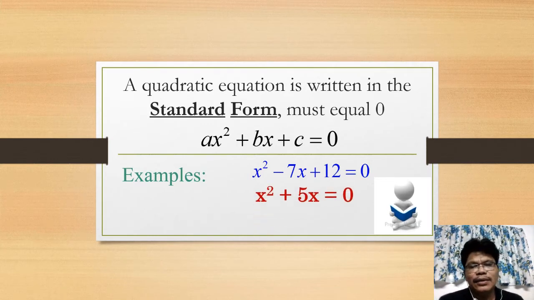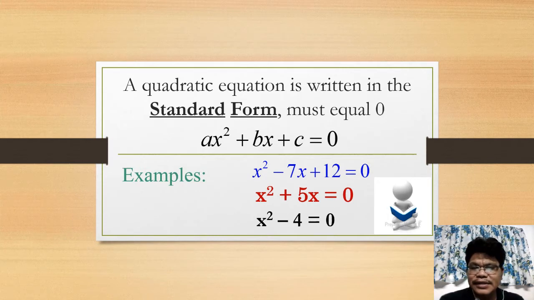Now, the second example, x squared plus 5x equals 0 is also a quadratic equation, although nawawala yung value of c. The important is this equation arranged in descending order and the right member of the equation equal to 0. Then another equation, we have x squared minus 4 equals 0 is also a quadratic equation because of the quadratic term, and that is x squared. Although nawawala ang value ng b, but the right member of the equation equal to 0, so this is what we call quadratic equation in standard form.